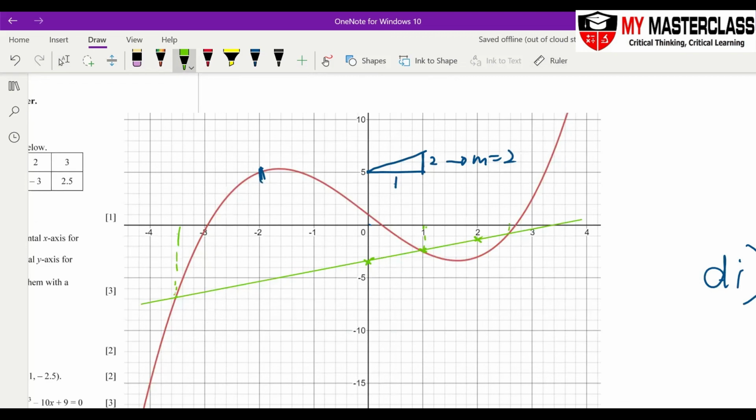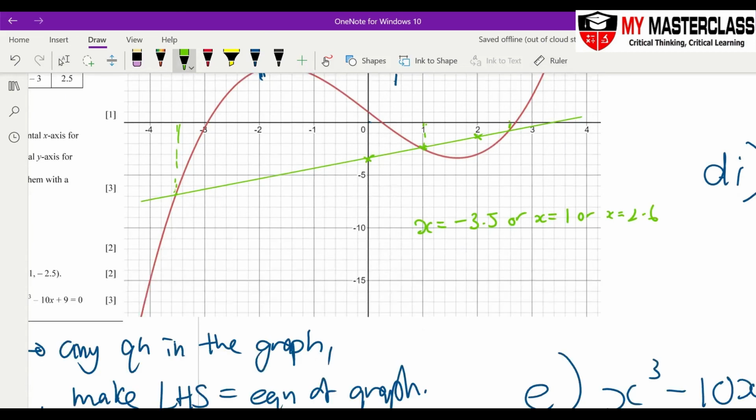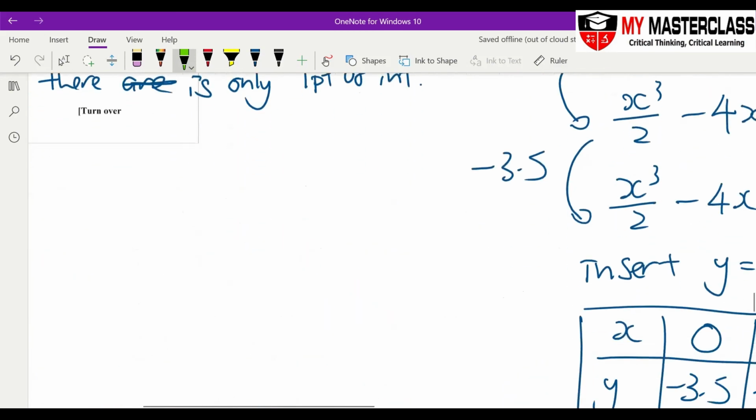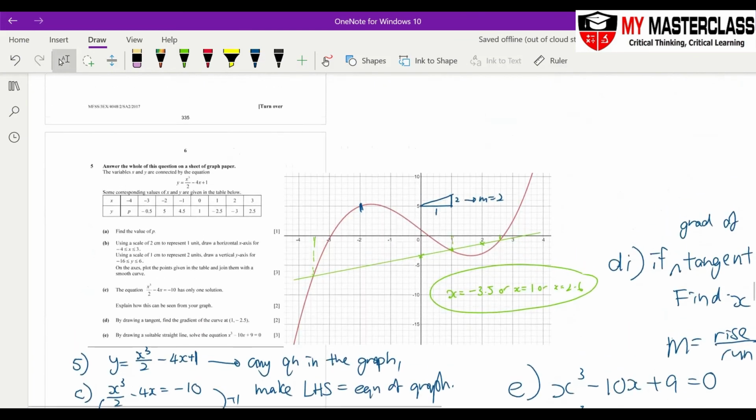That means this one dot to here, right? Just list down the answers. The answer is x equals negative 3.5, or x equals 1, or x equals 2.6. I think can, 2.6. After your input-output table, you just state down the 3 answers. Yes. Okay.